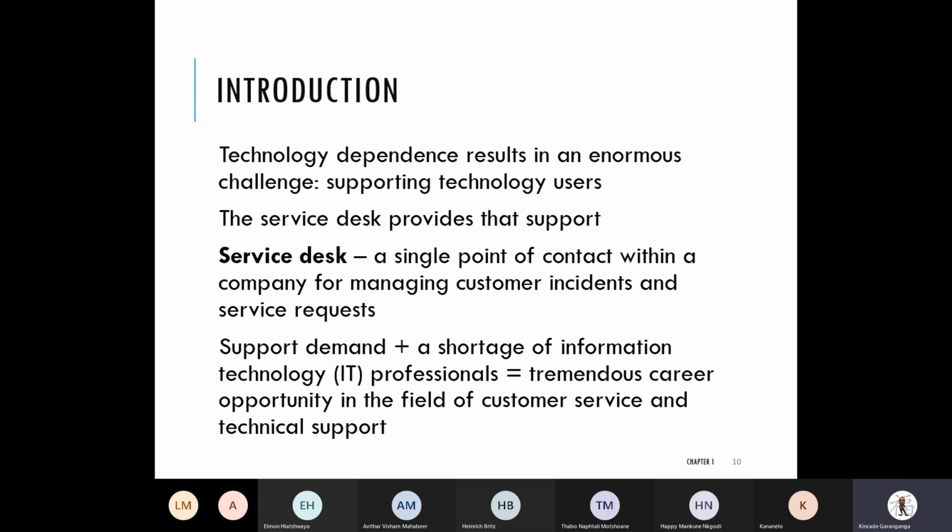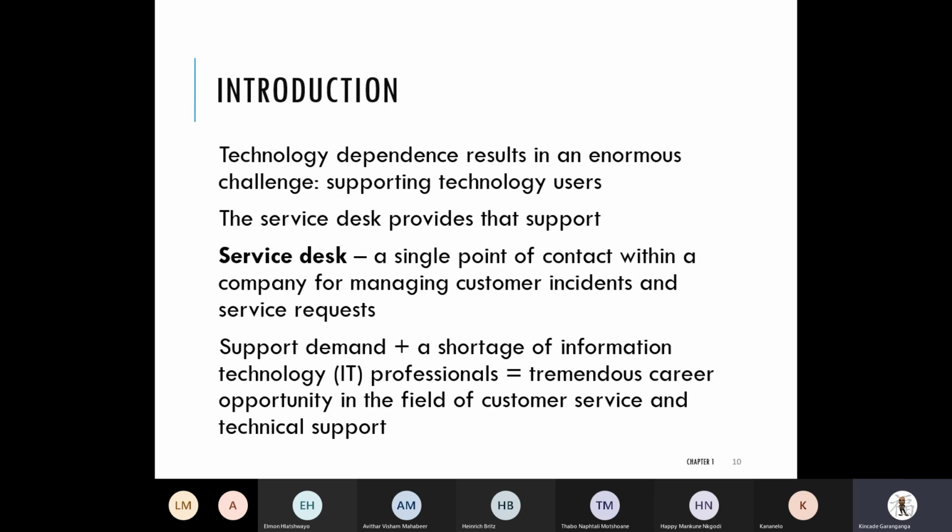That's what a basic incident is all about in that regard. So what you're typically looking at from a technological point of view is that technological dependence results in enormous challenges across the board. That's the reason why the service desk becomes ultimately important.